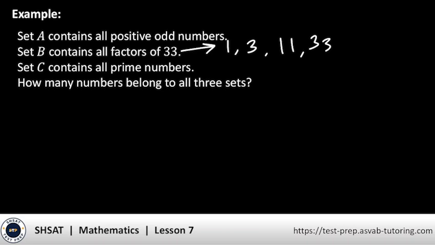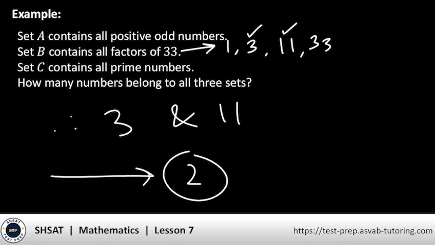Is 1 a prime? No. 1 looks like a prime number, but 1 is not a prime number. So in that case, my numbers are 3 and 11. Is 33 a prime? No, because 33 gets divided by 3 and 11, also by 1 and 33. So that does not mean it's a prime number. So finally, my numbers are 3 and 11. So how many numbers are there? There are 2 numbers that belong to all 3 sets.